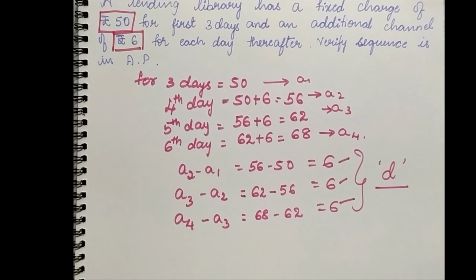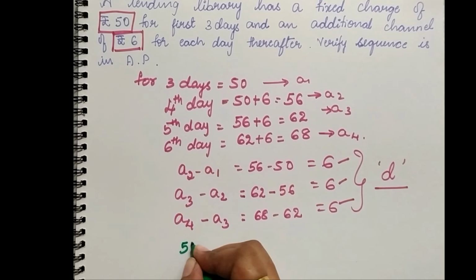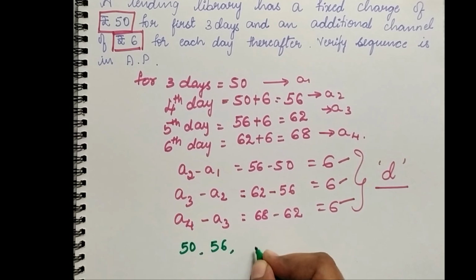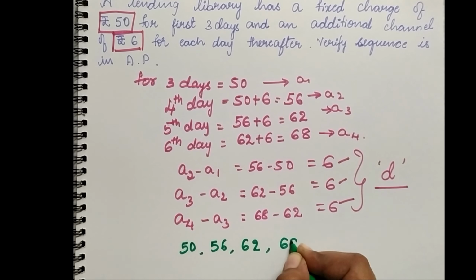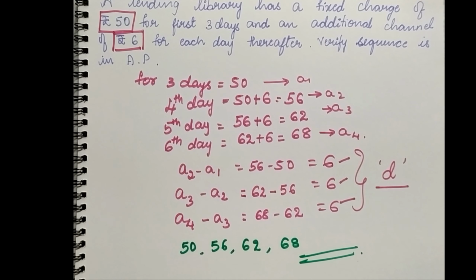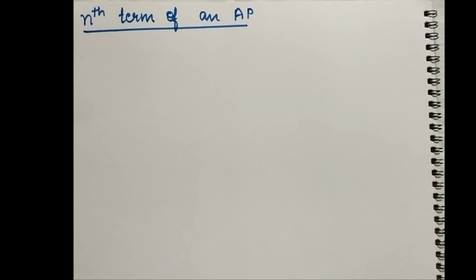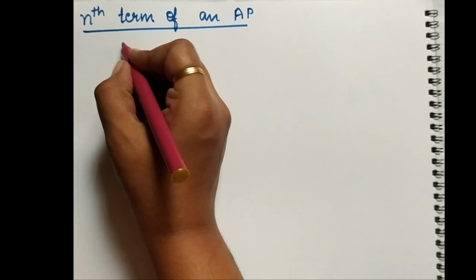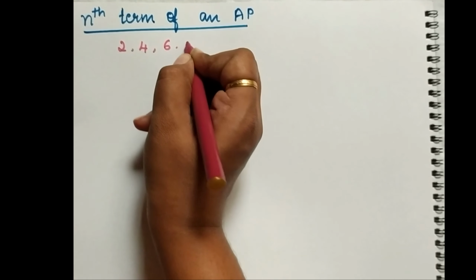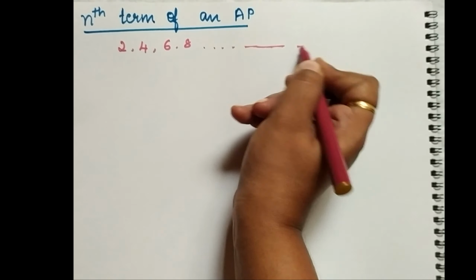Let me write the final series: 50, 56, 62 and 68. This is the final series of the given problem, and those numbers form an arithmetic progression because it has 6 as its common difference. When we write an AP sequence, we generally write it with dots at the end. Example: 2, 4, 6, 8. This is an AP, and we say this is an AP sequence.